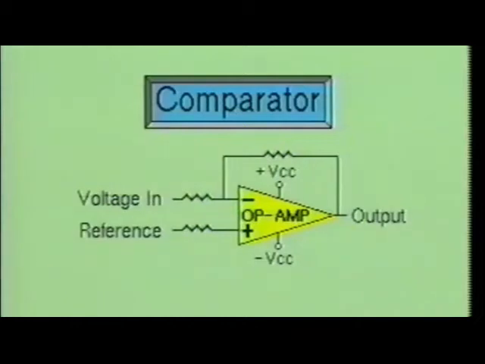As you have already seen, the operational amplifier may also be used as a comparator. The comparator circuit will compare an input signal voltage on one input with a fixed reference voltage on the other input. The output voltage of the comparator circuit will be a negative or positive saturation voltage, depending on which input is greater.